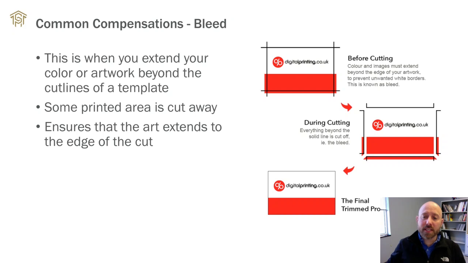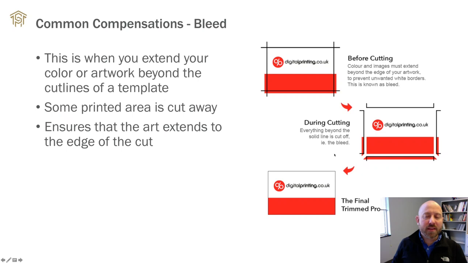So if we have a template and that template is going to cut out, let's just say, a particular square, if we want this red to extend all the way to the edge of that cut, what we're going to do is we just extend the red just slightly beyond where it's going to cut. And what this winds up doing is that some of that red is going to be trimmed away. Some of it's going to be trimmed away, but the final product will have that red going all the way to the edge.